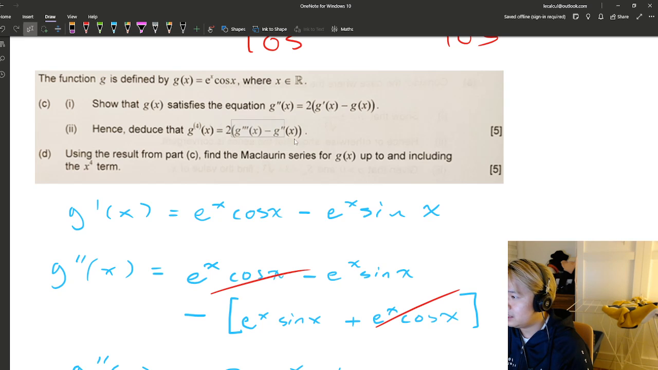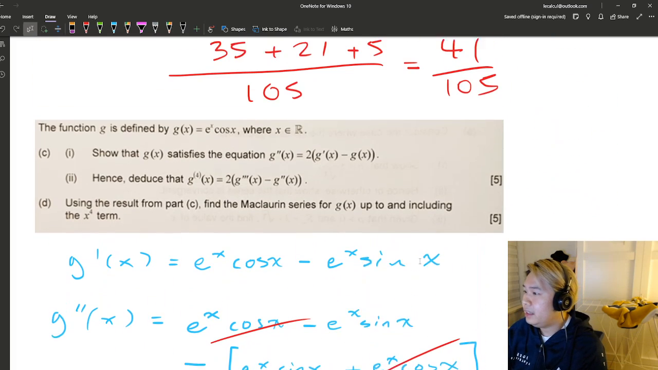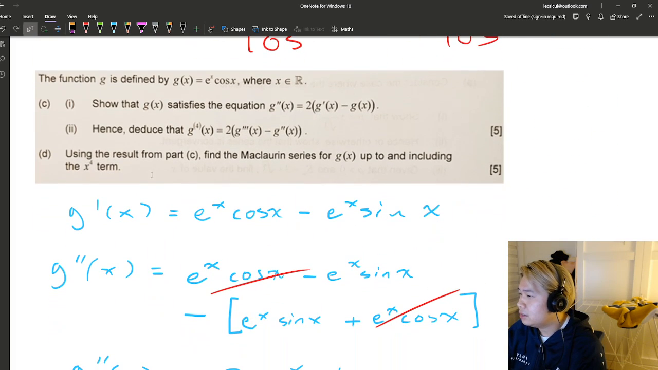Oh, actually, no, it doesn't. It's right there. Okay, then we're done. Easy. Then, what do we do? Using the result from part C, find the Maclaurin series for g of x up to including the fourth term.